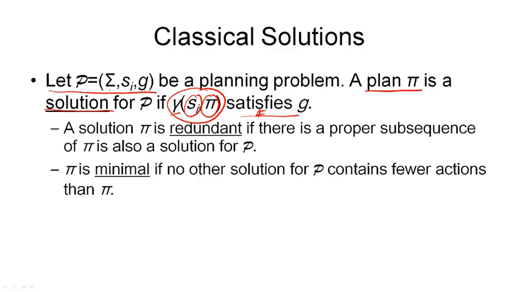Since there may be many plans that are solutions for planning problems, we want to distinguish those, and we can do that by defining some properties of these solution plans. So we can say that a solution is redundant if there is a proper subsequence of this plan that is also a solution for P. So if we can take our plan pi, remove some of the actions, and still have a solution plan, then we call the original plan redundant. And we can say that a plan pi is minimal if no other solution for our planning problem contains fewer actions. So it is minimal if it has the minimal number of actions.